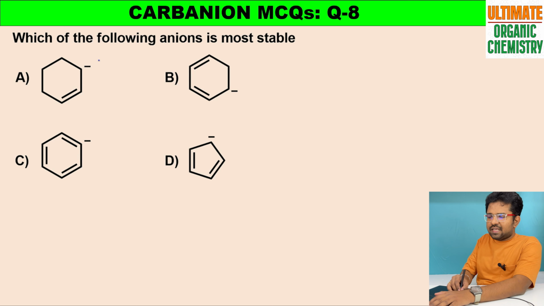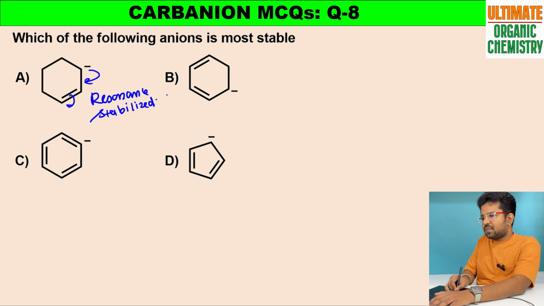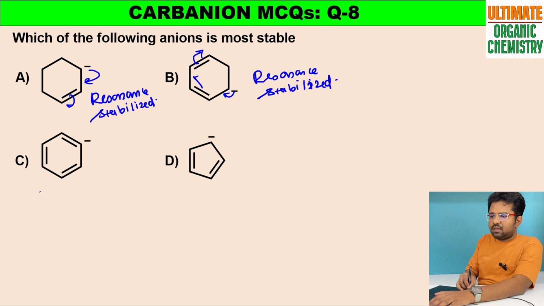First anion is an example of cyclohexenyl anion. This can be stabilized by resonance. Second anion is an example of cyclohexadienyl anion. So this is stabilized by two resonance forms. Third case is an example of phenyl anion. In this case, there is no resonance stabilization.